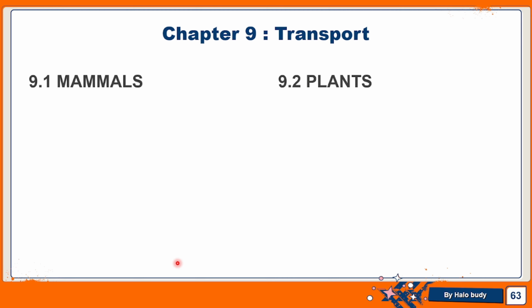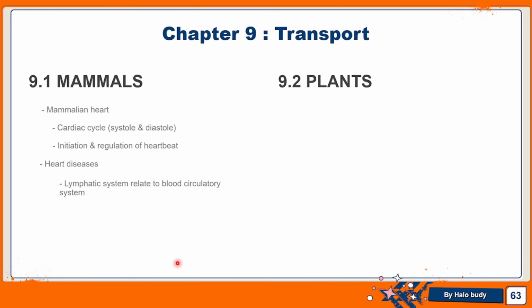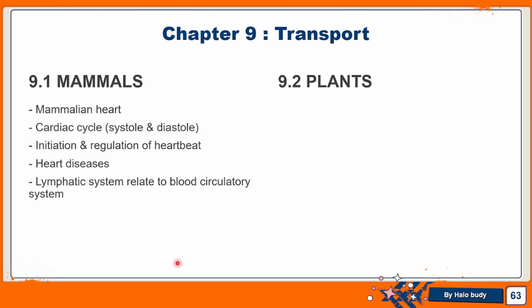That's all. You don't need to learn about the insect, the frog, or the worm. All that you don't need to learn. You just know mammalian, human, and also plant only. Okay. So what do you learn in mammalian? First one is also the structure of the heart that you already learned in SPM. The structure of the heart, the flow of the blood in the heart, how the blood flows.